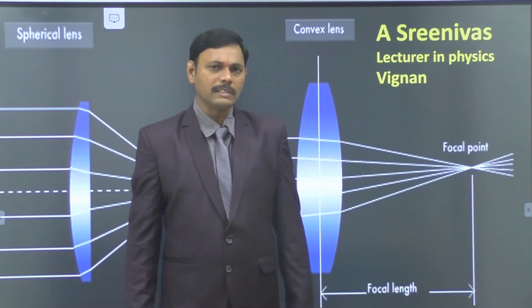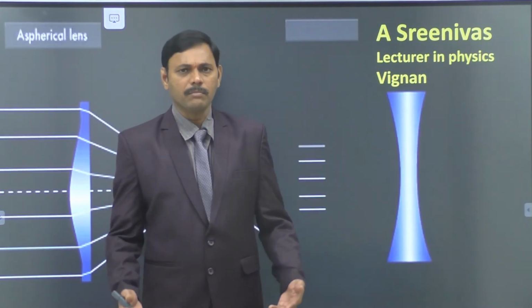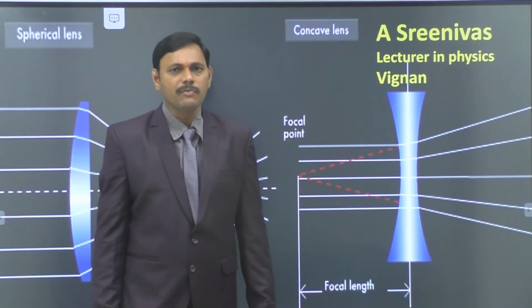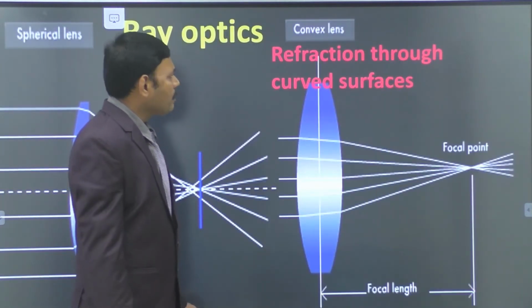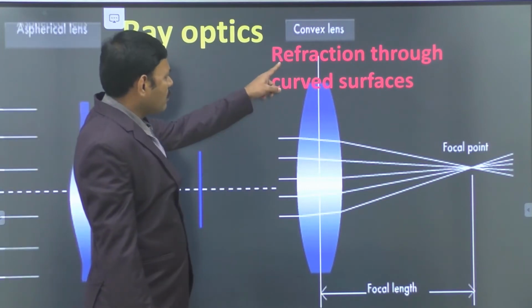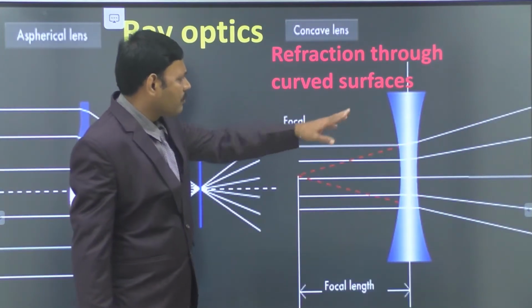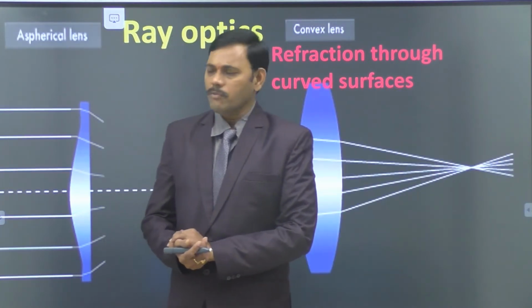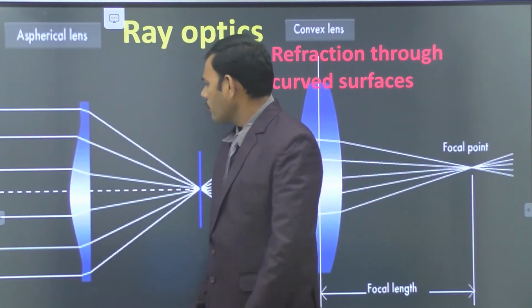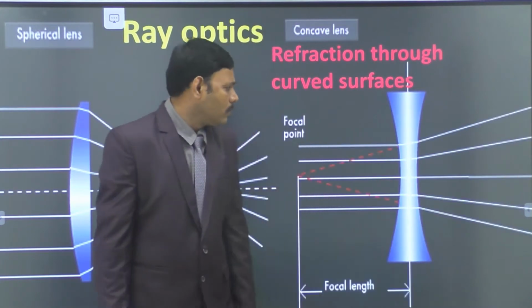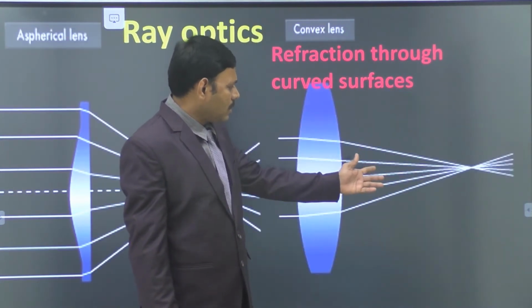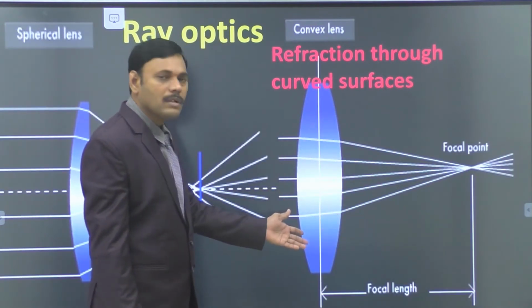Students, we have been discussing the ray optics chapter for the last few videos. Today, we continue the discussion of ray optics. Today's topic is refraction through curved surfaces. Mainly, the curved surfaces are of two types. One is convex, another one is concave. Here we are observing a concave surface in the image, and this is a convex surface.